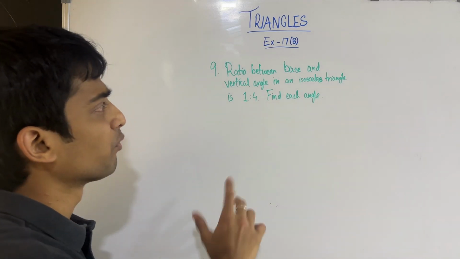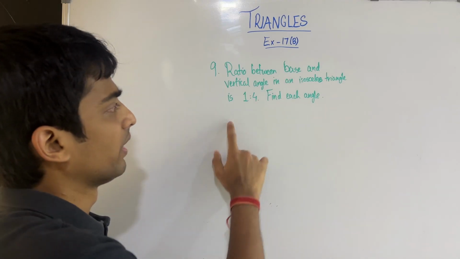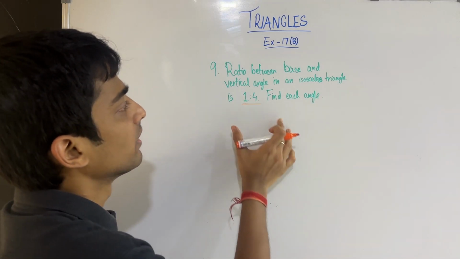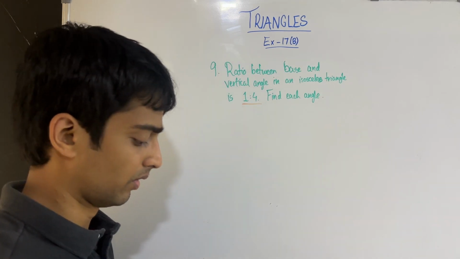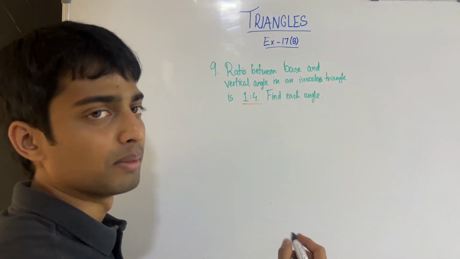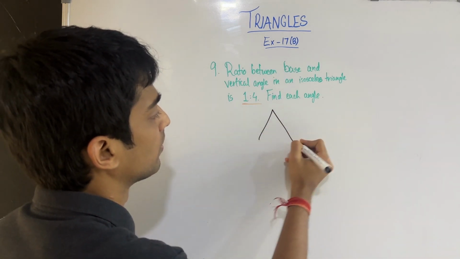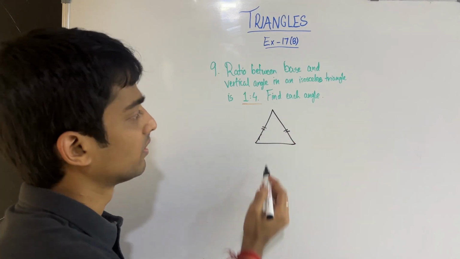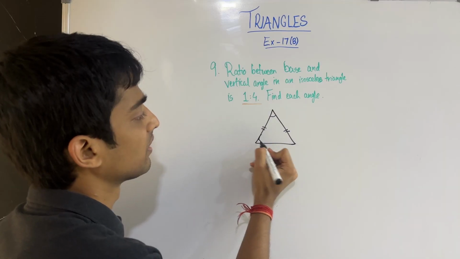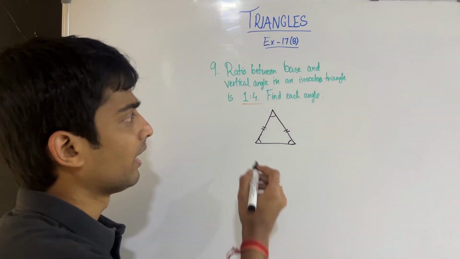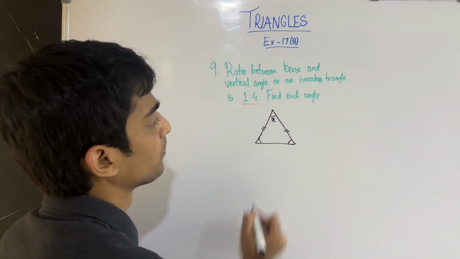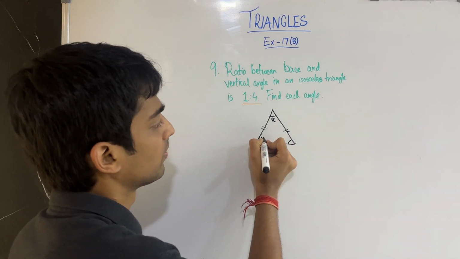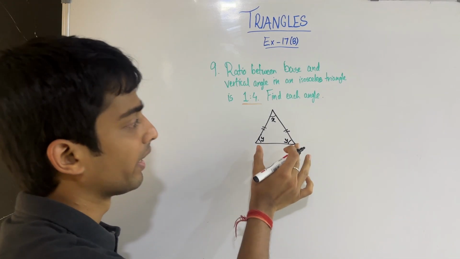The ratio between base and vertical angle in an isosceles triangle is 1:4. Find each angle. Okay, so 1:4 is the ratio between the base and the vertical angle. Let's draw a diagram and understand better. So these two sides are equal. This is the vertical angle. These are the base angles. Let's call the vertical angle x and let's call the base angle y. These two are the same, so y.